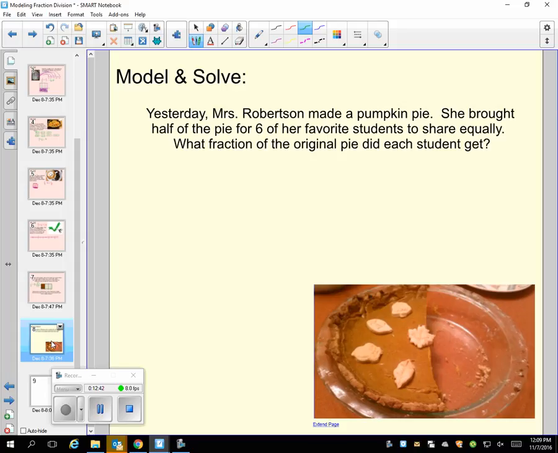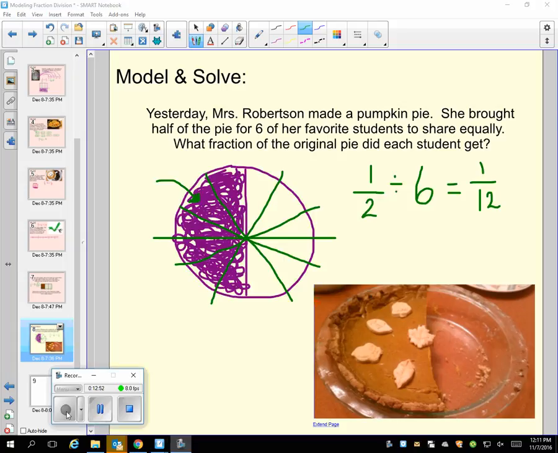Okay, the next one you're going to try to model and draw on your own. So pause the video. When you restart the video, the entire answer will be on the screen. Here is my model and my equation. I had half a pie, and I'm splitting it for 6 people. And it wants to know what fraction of the whole pie. So I've got to split the whole pie. And it ends up being 12 pieces. So each piece is worth 1/12.